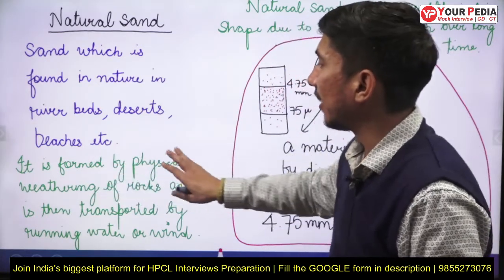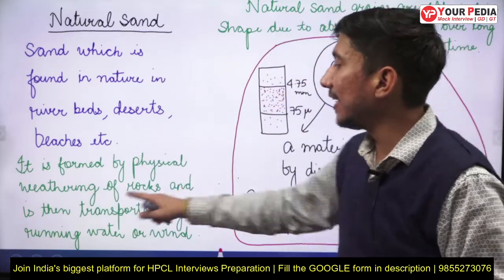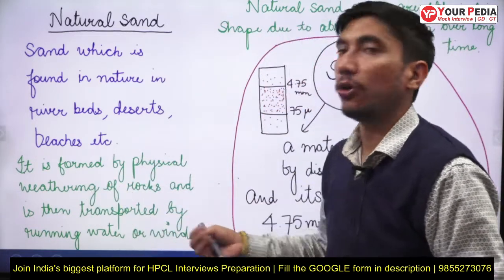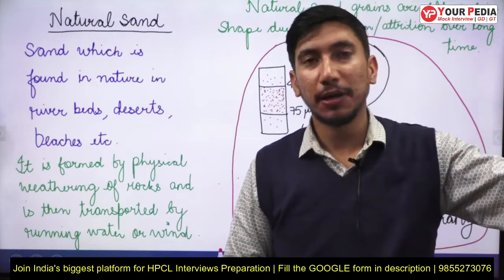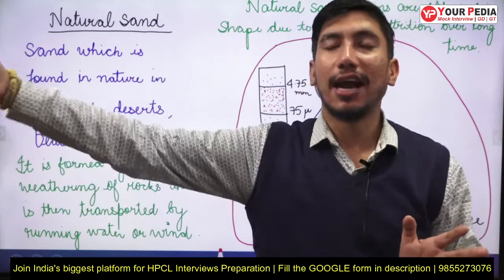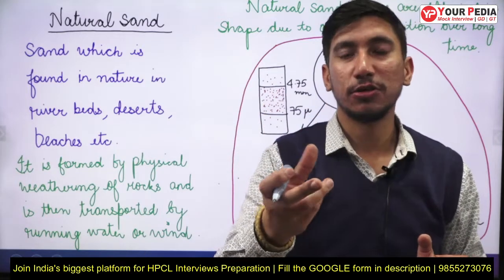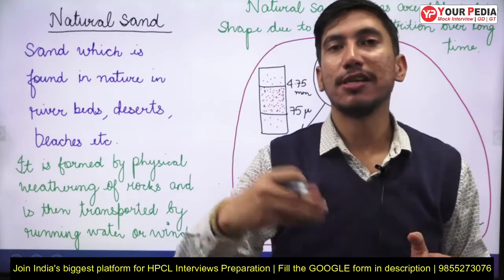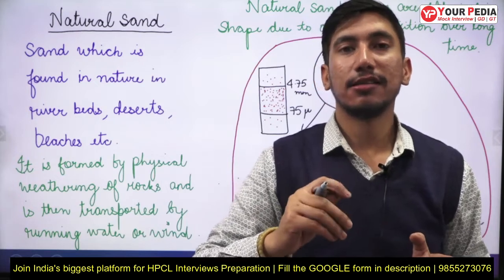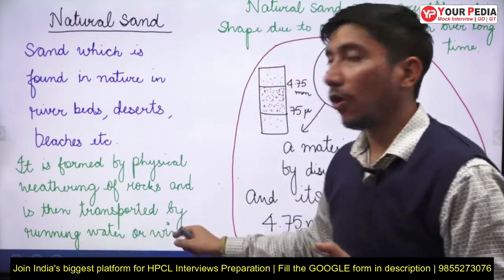So natural sand is formed by the physical weathering of the rocks, and then it is transported by running water or wind. The weathering happens at some other place, and then this sand will get deposited at some other place. As you can see, in case of river beds also, clay is deposited, sand is deposited, and silt is also deposited. So sand is deposited either by running water or wind.